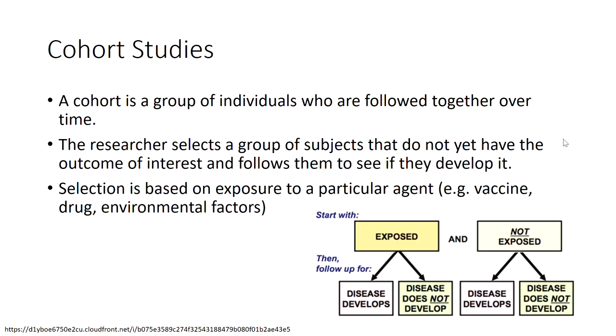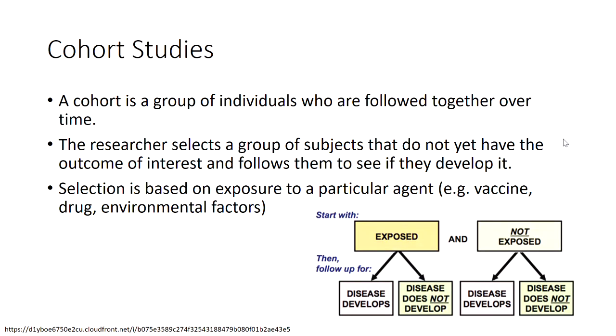In cohort studies, a cohort is a group of individuals who are followed together over time. For example, your class is a cohort. You are all going together, we will be following you for our NAACLS data together. So you are a cohort. In a cohort study, the researcher selects a group of subjects that do not yet have the outcome of interest and then follows them to see if they develop it.